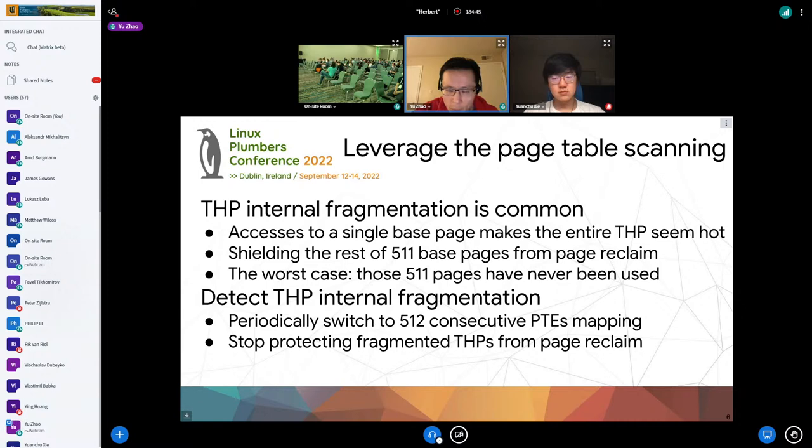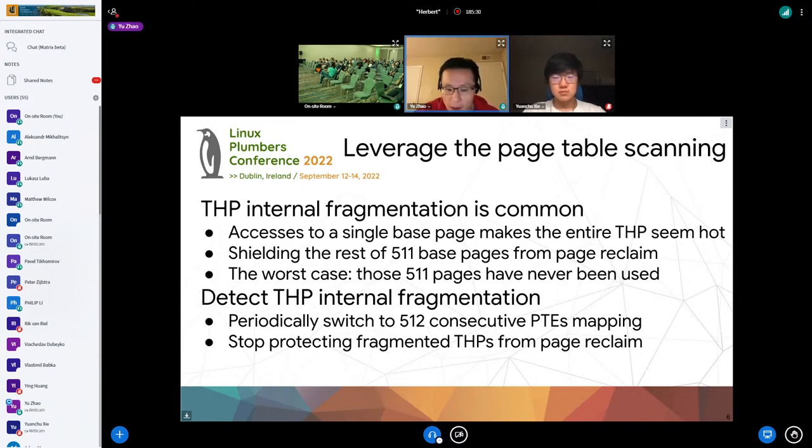Once we can detect the internal fragmentation of this THP, we can determine whether to protect it from page reclaim, right? If this THP appears really hot, but it has high internal fragmentation, we can stop protecting it. We can just ignore the access bit because we know it only reflects accesses on a few base pages, not the entire THP. Then page reclaim is going to split this THP and evict the cold pages, but leave the hot pages in place.